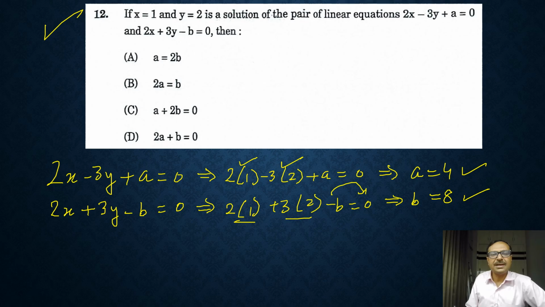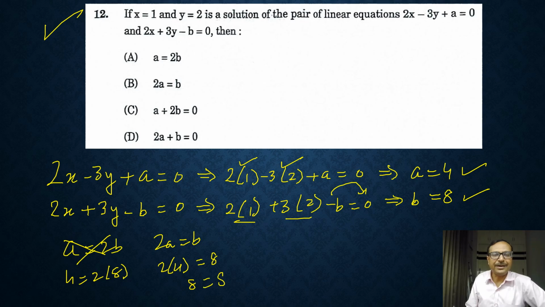Now what is he asking us to find? He is asking whether a is equal to 2b, 4 equal to 2b? No, not at all. Whether 2a equals b, 2 times a equal to b? Oh, perfect. 8 equal to 8. And so option B works for us, and the answer is 2a equal to b.